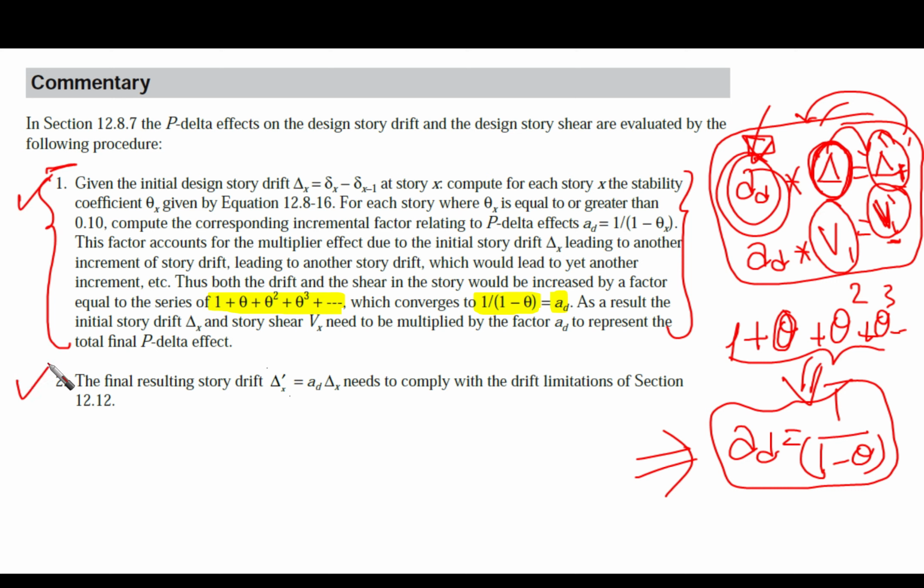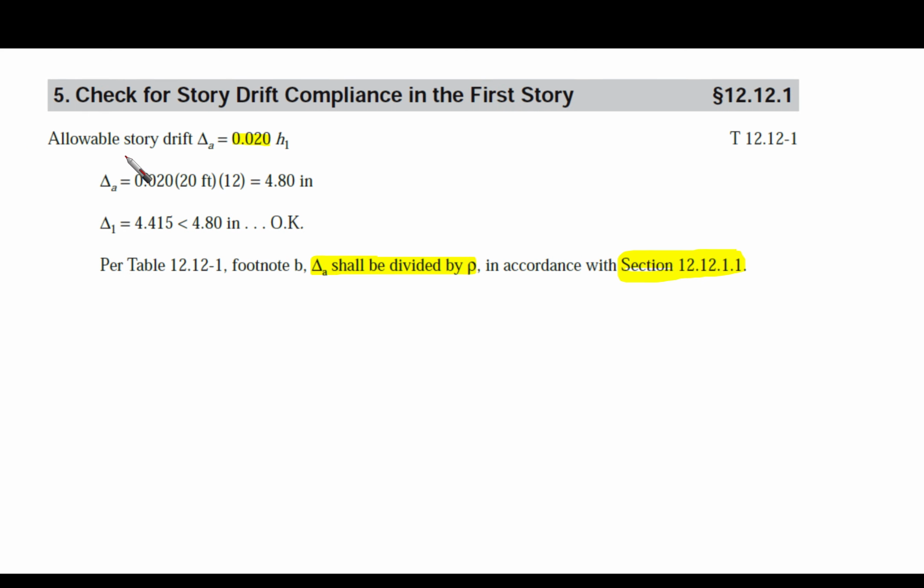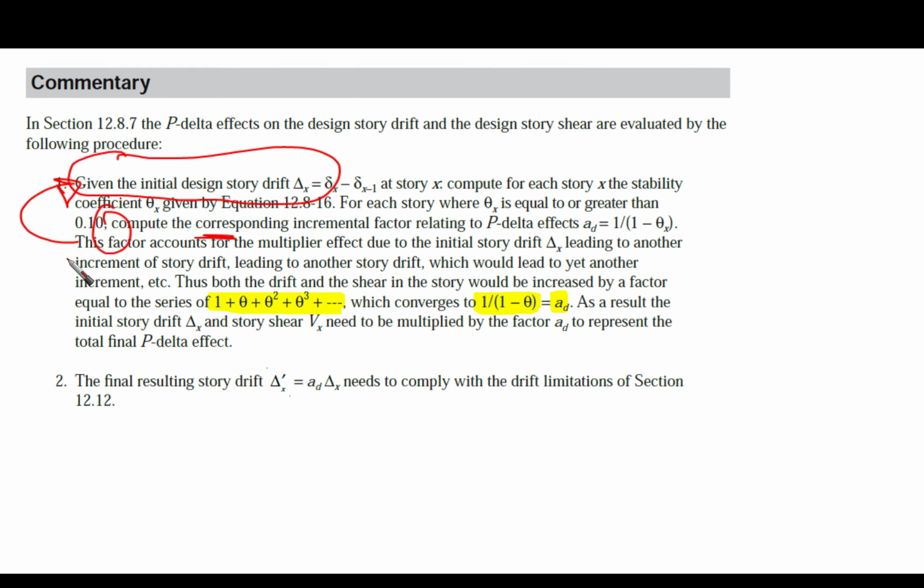The second one: the final resulting story drift delta S prime equal AD times delta X needs to comply with the drift limitations of section 12.12. That's right. We have done this in the previous one. If you go back, yes, we were talking about this is the allowable, and our final should be less than the allowable. He wants to emphasize here that we should not use the initial values anymore. Use the final values after the inclusion of P delta. And this is understood and it's okay.